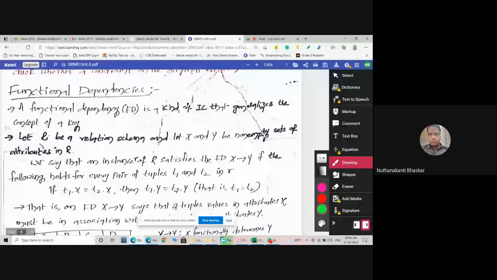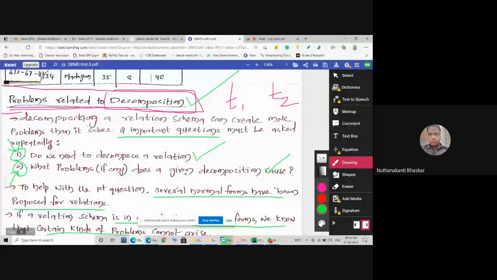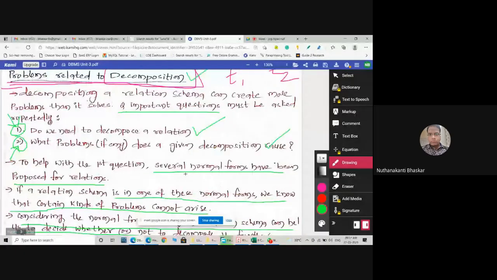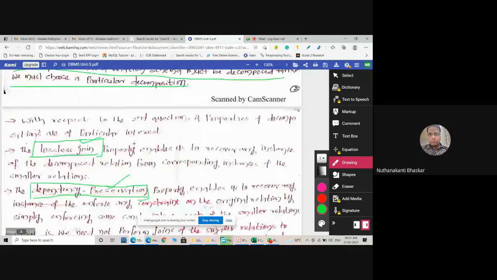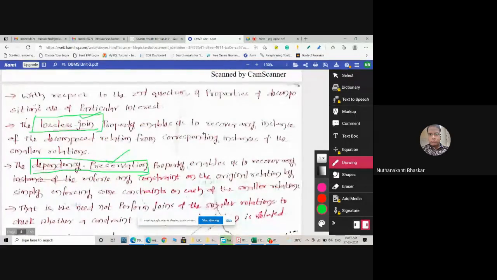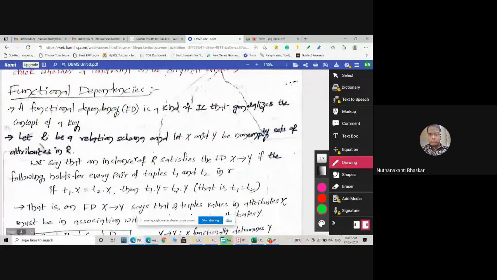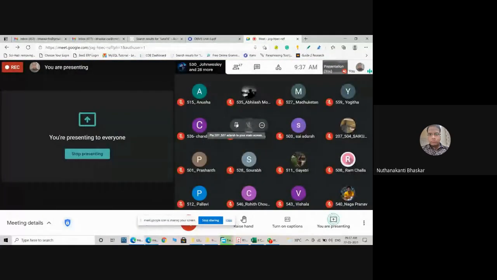Are you clear about this? Problems related to the decomposition. All of you clear? The first question is, do we need to decompose a relation? Before decomposition, we need to identify the normal form. The second question is, what problems does a given decomposition have? One is dependency preservation, another one is lossless join. All of you clear up to this?